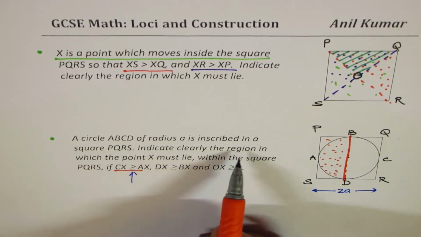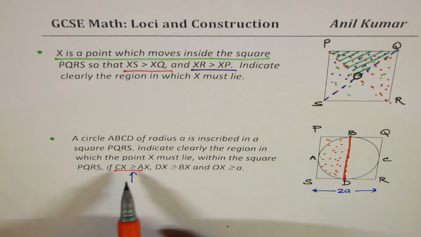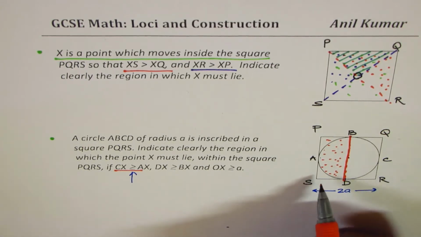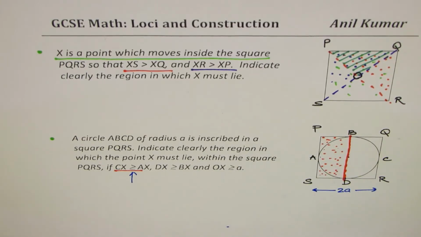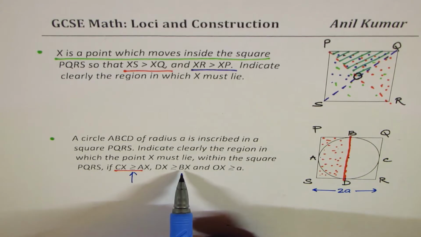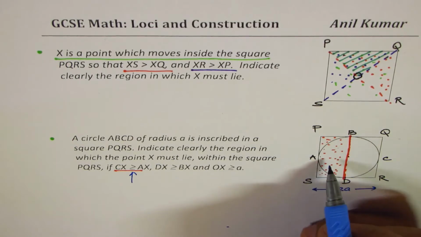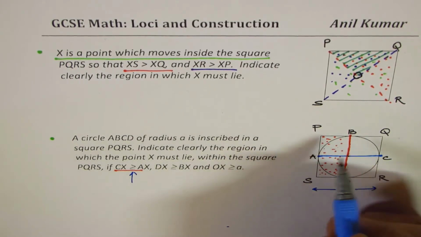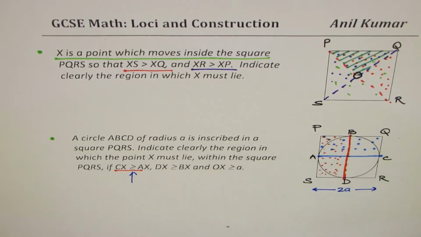We are asked to indicate clearly the region in which X must lie within the square. So it is within the square. That is one condition. It could be here also. Now let's look into the next condition: DX is greater than or equal to BX. From D, the point is farther away as compared to point B. So we'll draw this line now, and it could be on this side. Somewhere here. That is the second condition.